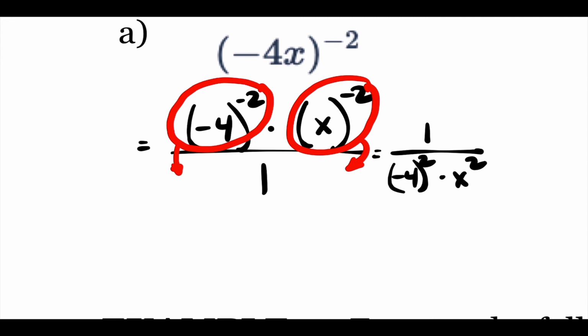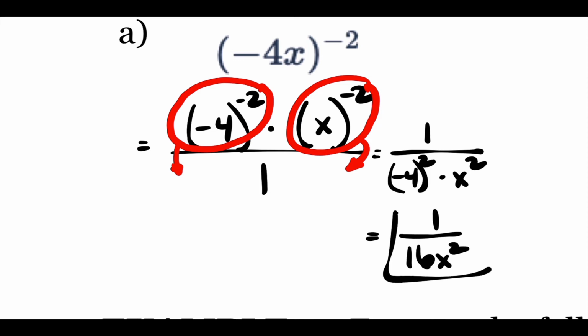Nothing to combine or cancel out, but what is -4 times -4? Positive 16, yep. So 1 over 16, x squared. Done.